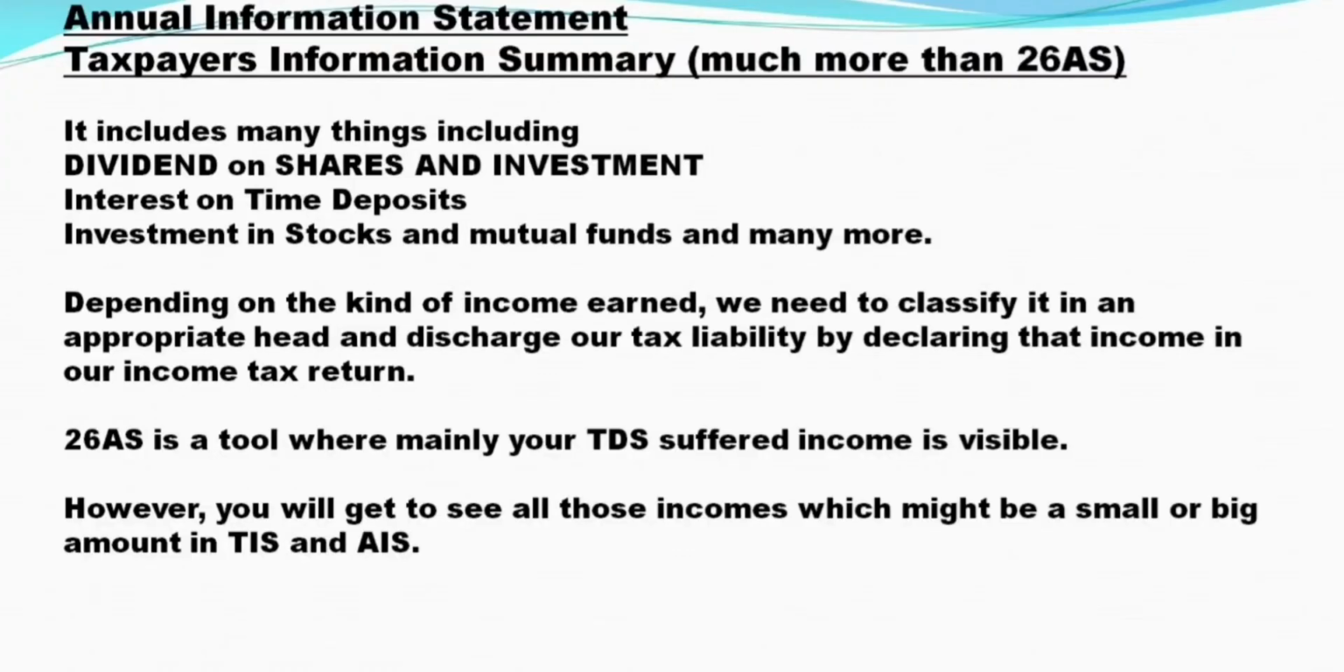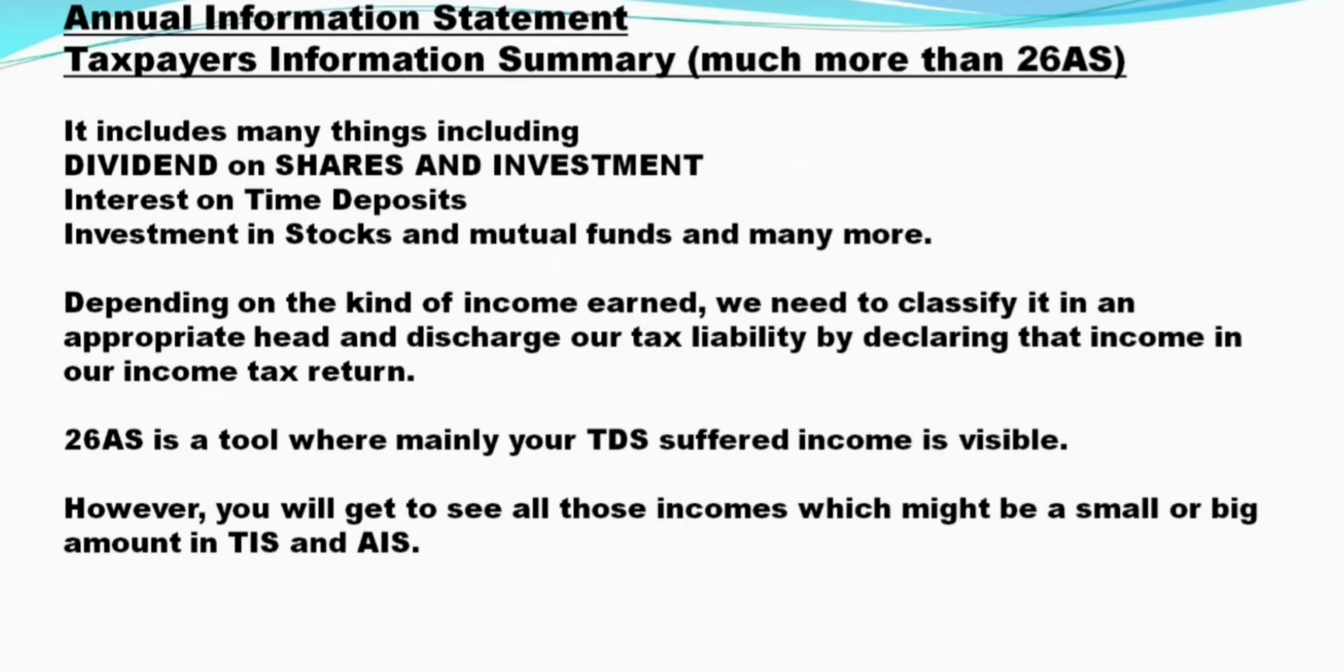My dear friends, so far we have been taking inputs for tax filing from Form 26AS from the TRACES login. We could import it, verify it, and file the returns. Most of the cases in 26AS are all TDS deducted incomes. In the Annual Information Statement, AIS and TIS, you get much more than that. The dividends from different investments, shares, interest on time deposits, interest on stocks and mutual funds, and many more. Surprisingly, I was looking at an income which is interest on the income tax refund. That was also a very new thing that I saw in AIS and TIS.